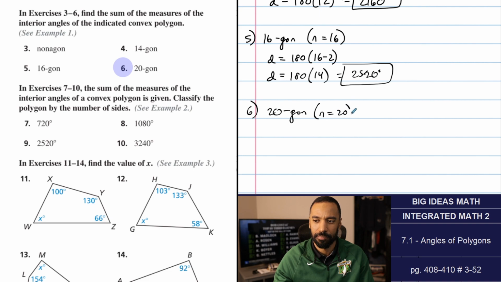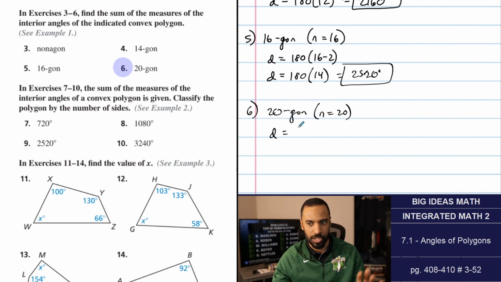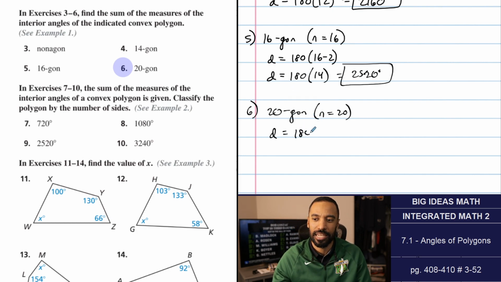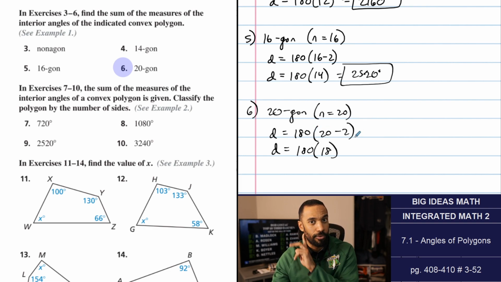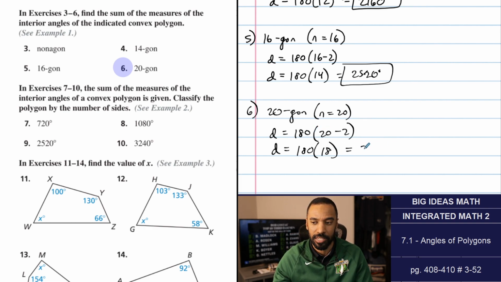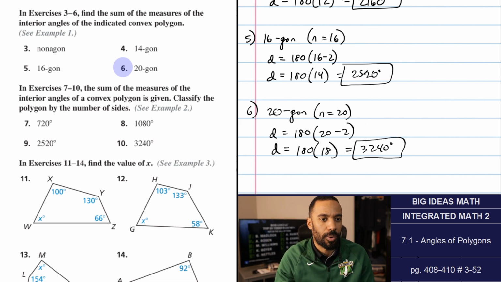N equals 20. So we're going to have to do D equals... And honestly, I wish they did more of the smaller ones. Not because this isn't worth it here, but because they tell you the name and you get to practice the name that way. I don't know. I'm old school like that. They're just saying, we're going to make you write a bigger number this time. See, 18 times 18 is 324. So 180 times 18 is 3,240. There you go, sport. All right, that's numbers 3 through 6 where we found those.